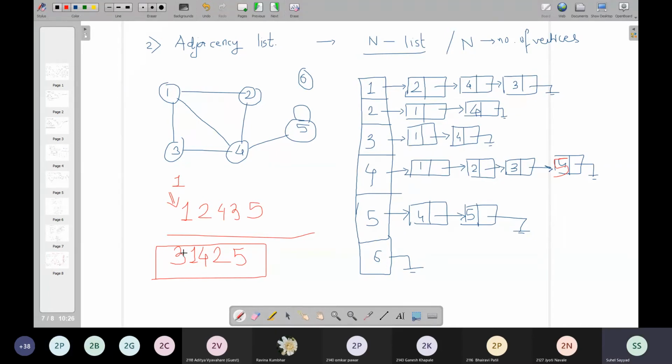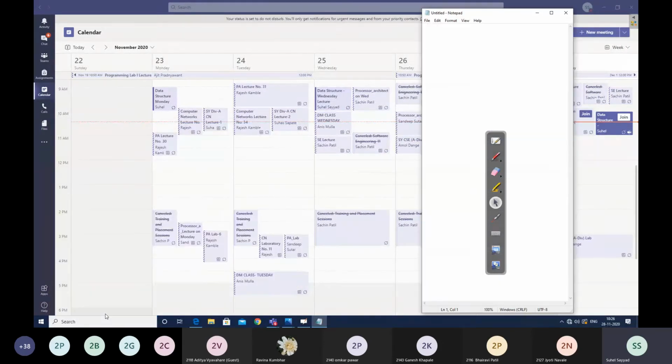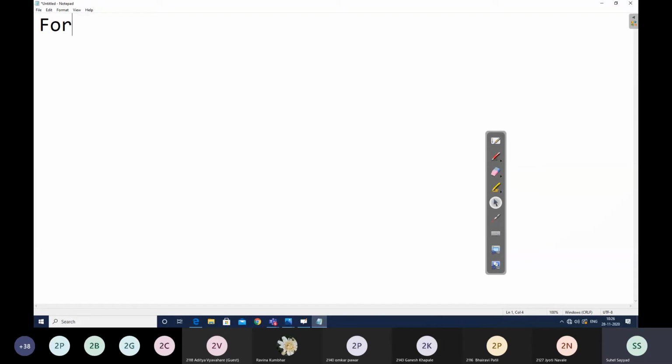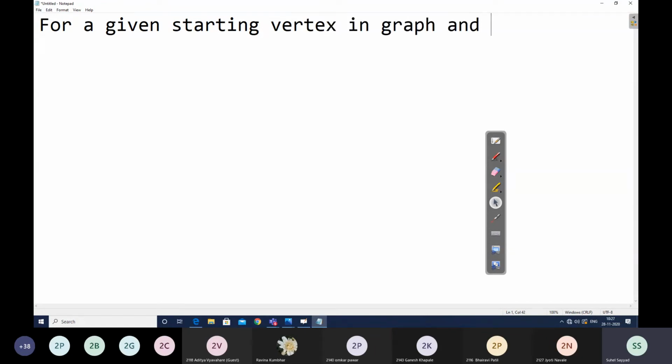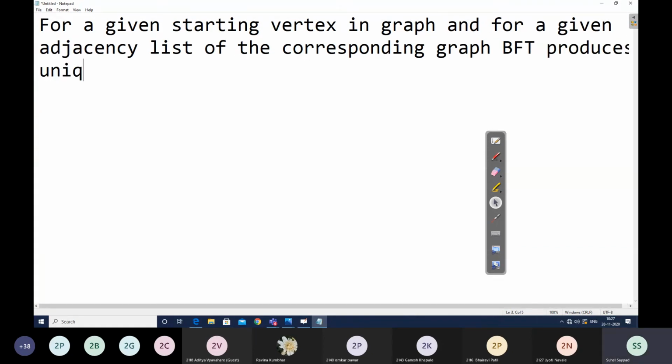Yes, we may get multiple correct answers also, right? So I'll try to draft this sentence so you can make a proper note of it in your notes. Let me go to notepad so I can draft that statement. For a given starting vertex in a graph, and for a given adjacency list of the corresponding graph, BFT, that is breadth first traversal, produces a unique traversal.